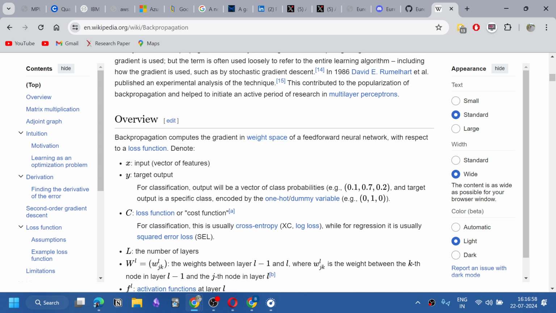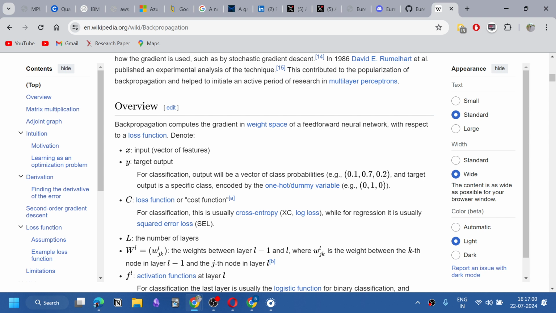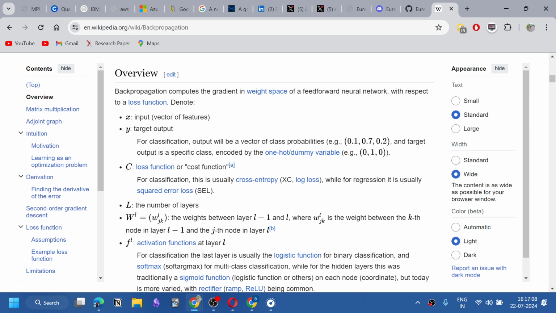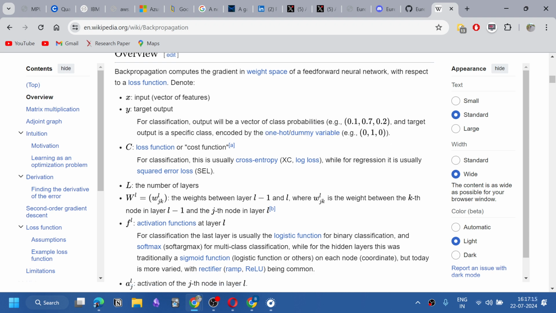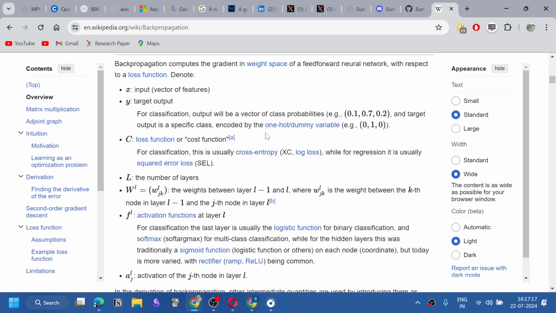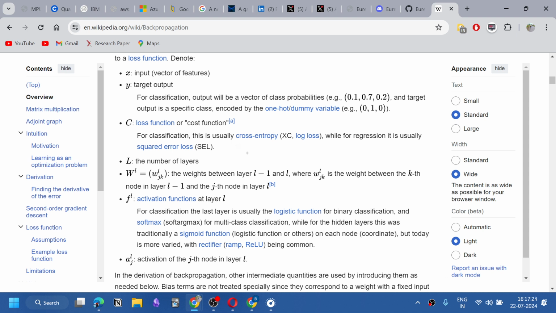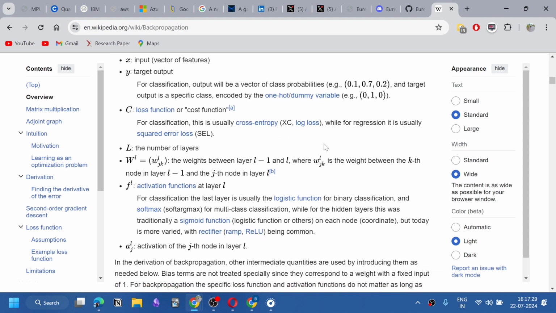Backpropagation computes the gradient in weight space of a neural network with respect to a loss function. Denote x as the input vector of features, and y as the target output. For classification, the output will be a vector of class probabilities, like 0.1, 0.2, 0.3, and the target output is a specific class, encoded by the one-hot or dummy variable, for example 1, 0, 0. C is the loss function or cost function. For classification, this is usually cross entropy, while for regression it is usually squared error loss.